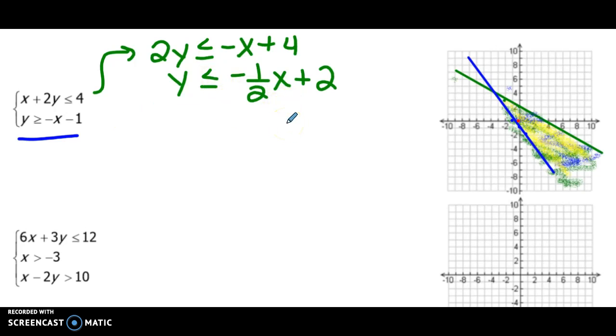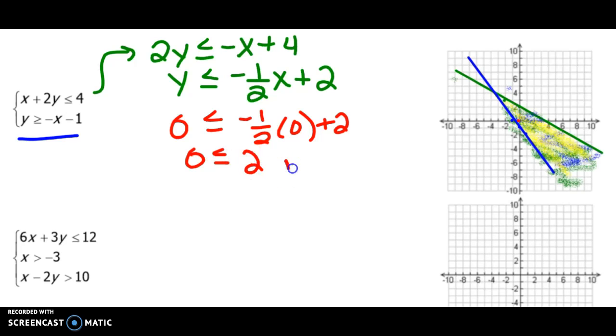and see if it satisfies our inequalities. So if we plug it in here, 0 is less than or equal to negative 1/2 times 0 plus 2. So 0 is less than or equal to 2. That's true. Over here, 0 is greater than or equal to negative 0 minus 1. 0 is greater than or equal to negative 1. That's true. So that shaded area checks out.